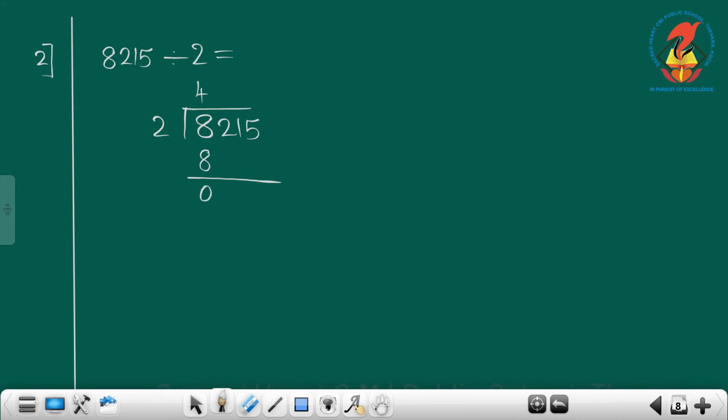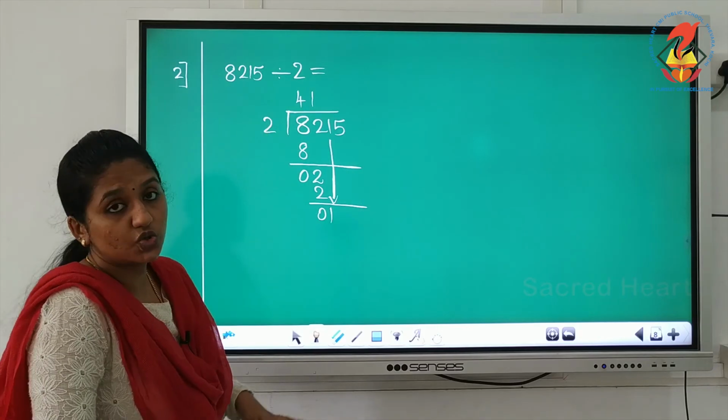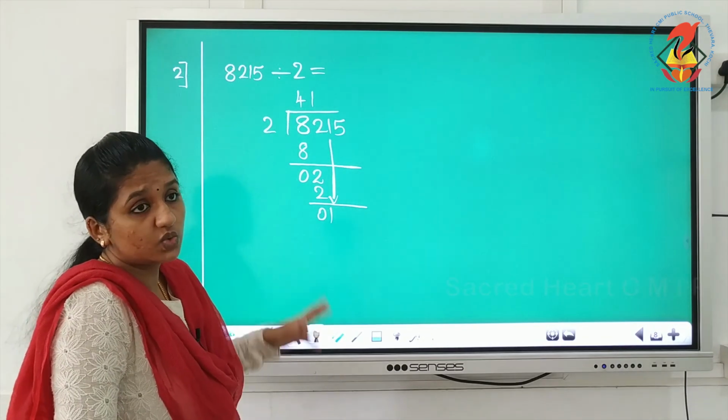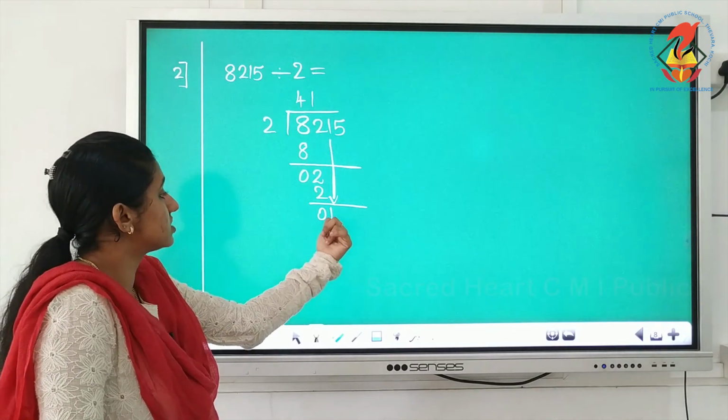So what is the next step? Bring the next digit, bring it down. So 2 is the next digit, bring it down. In 2's table how many times go 2? It's 1 time. 1 2 is 2. Here subtract it, 0. The next number is 1. You should bring 1 down. Okay. We can't divide that because 2 1's are 2 only. Here 1 only. Our answer here 1 only.